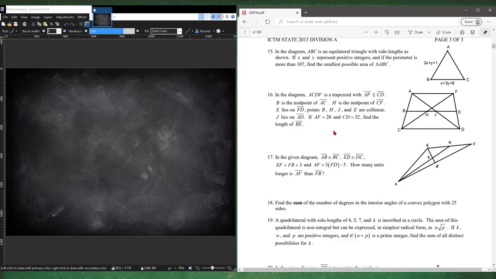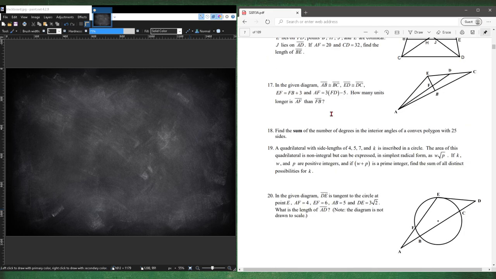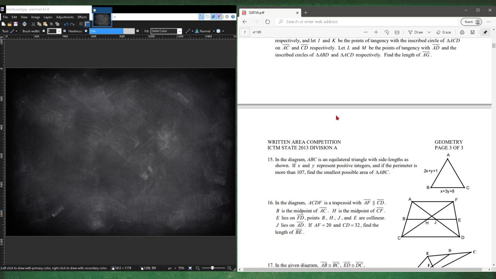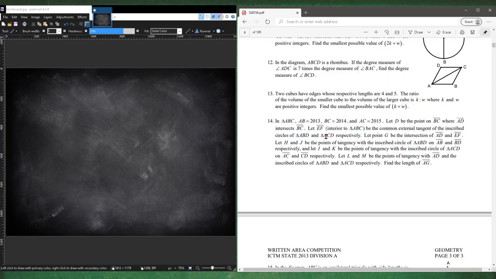So basically, the takeaway from this: know your similarities between triangles, and know a bunch of formulas with inscribed angles and lines. And questions like 14, you should probably skip because they're way too long and difficult.